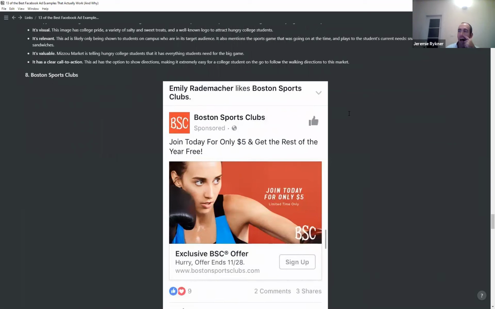Okay, so this is for a gym club in Boston, Boston Sports Club. So here we have, surprise, surprise, once again, those strong colors. See, they keep popping up everywhere. Orange and red everywhere. Join today for only $5 and get the rest of the year free. Once again, a double message, both in the image and in the text itself. Exclusivity, hurry, offer ends. So once again, you have here the emphasis on FOMO, a time-limited offer, orange color, $5, a cheap element, special offer, free, and a clear call to action, sign up.